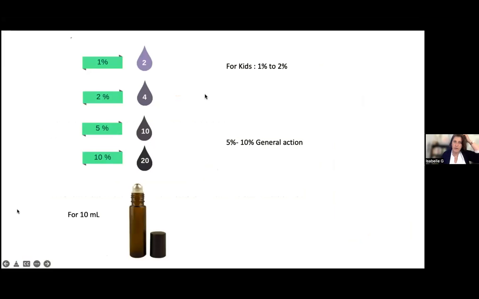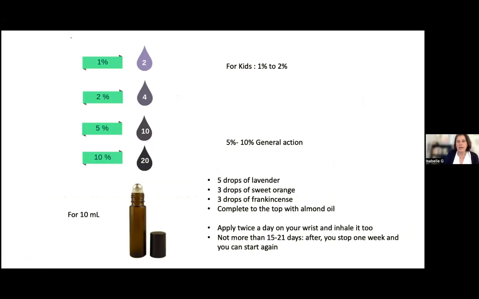The dilutions are different. For kids it's lower, and to have a general action it's about 5 to 10%. You will put 10 or 20 drops of essential oils, and then fill the rest of the bottle with carrier oil, for a 10 milliliter bottle. For example, here you could put 5 drops of lavender, 3 drops of sweet orange, and 3 drops of frankincense. And as I said, you fill the top with almond oil, for example.